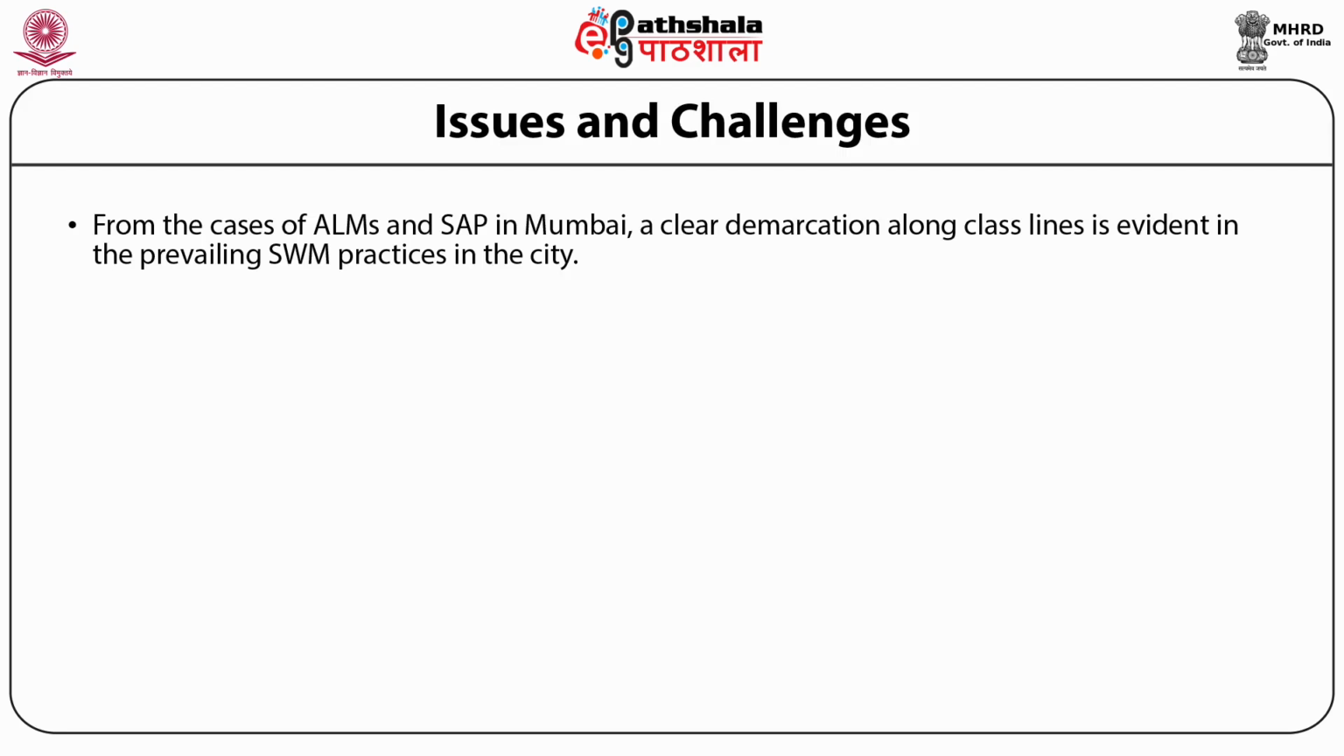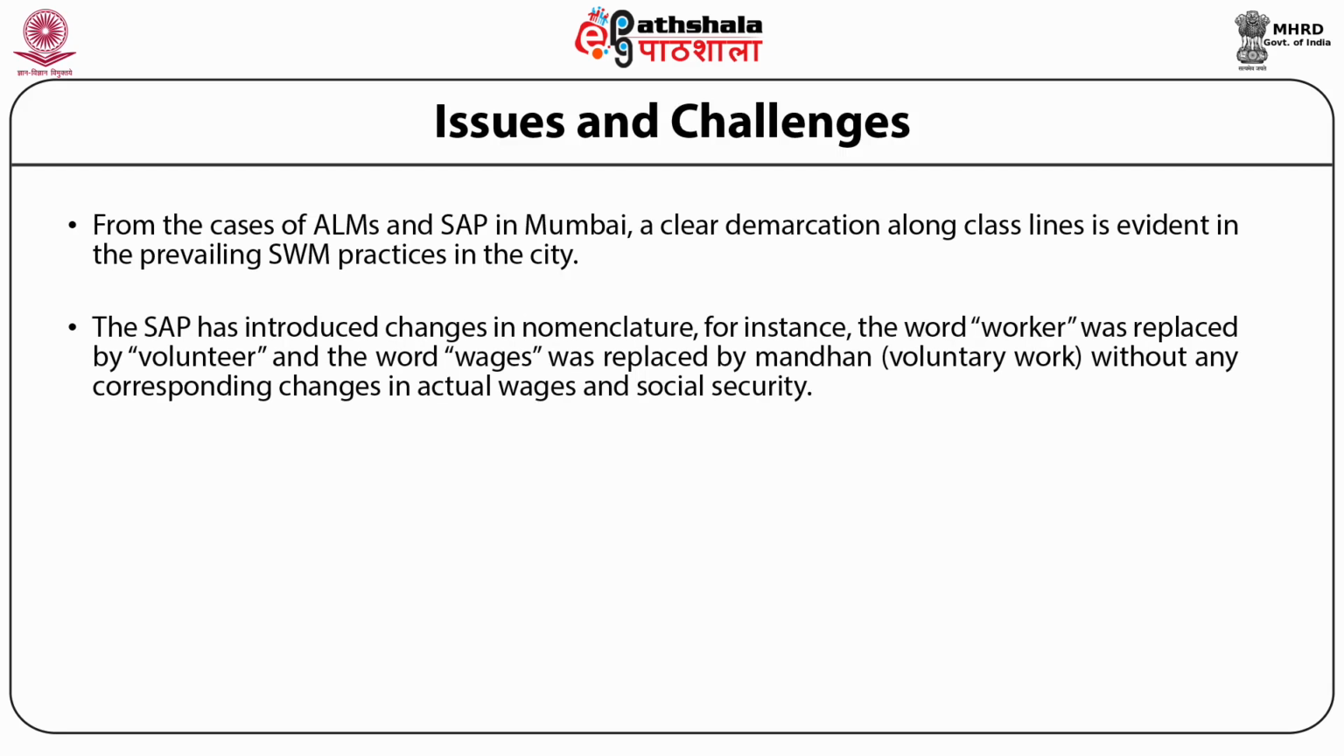Workers receive an unfair deal at the hands of such agencies and lost the entitlements they once received from the government. The SAP has introduced a change in nomenclature. For instance, the word worker was replaced by volunteer and the word wages was replaced by mandhan or voluntary work, without any corresponding changes in actual wages and social security.